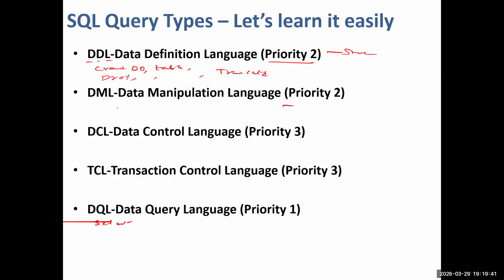DML, data manipulation language, we already discussed: insert, update, delete. Insert, update, delete are the DML operations, which is also priority 2. DCL and TCL: DCL is grant and revoke, and transaction control is more of commit and rollback. That is priority 3, we are going to discuss it later. This is what we are going to do, guys. Okay, any question here?